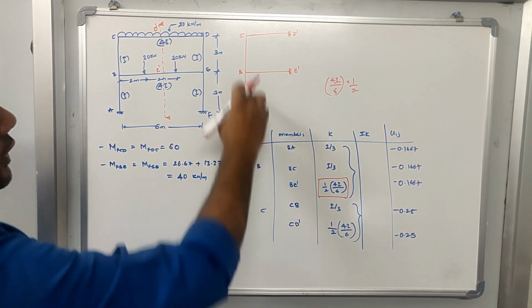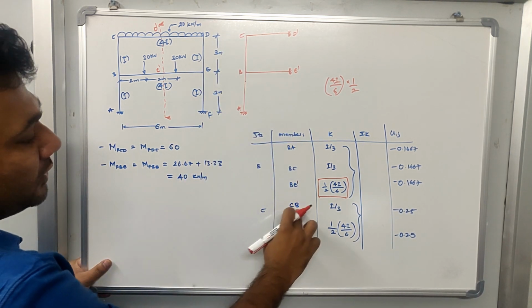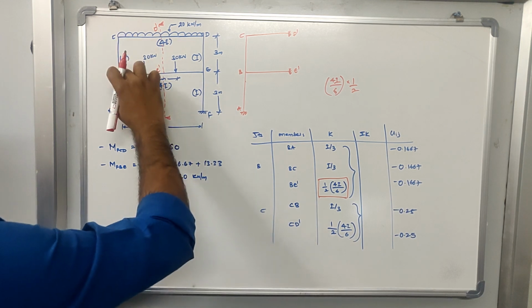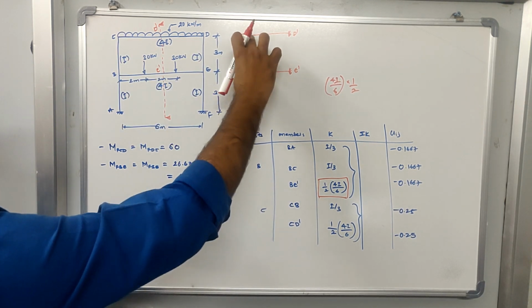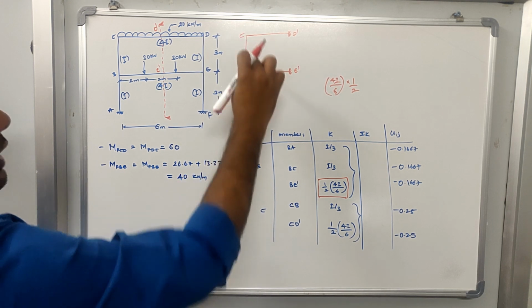Okay, next going to CB. Now joint C, we need to go and find out how much is the stiffness of CB. So this is your CB, where the value of I is I here, and the length of the member CB is 3 meter, so I by 3.